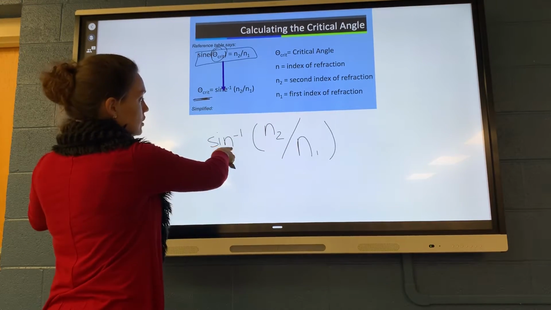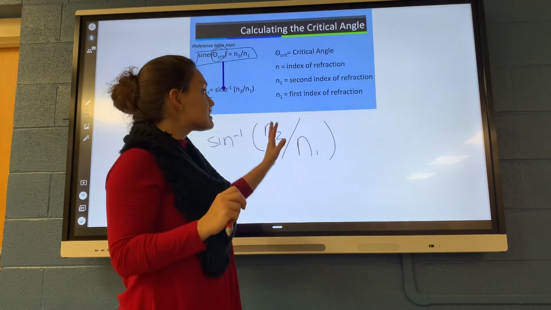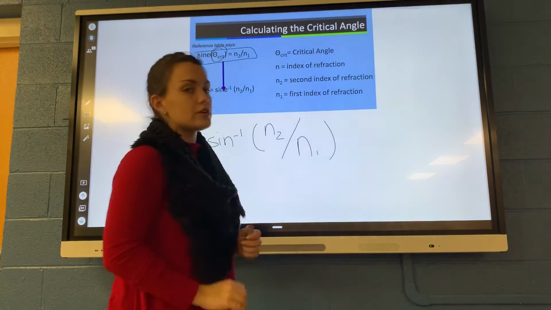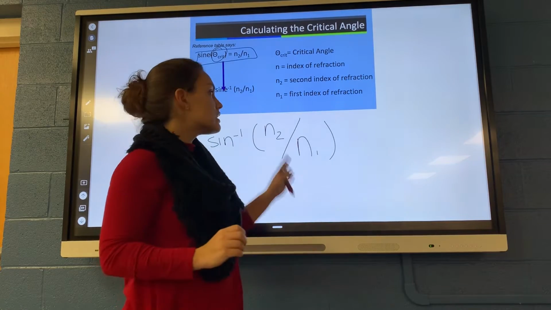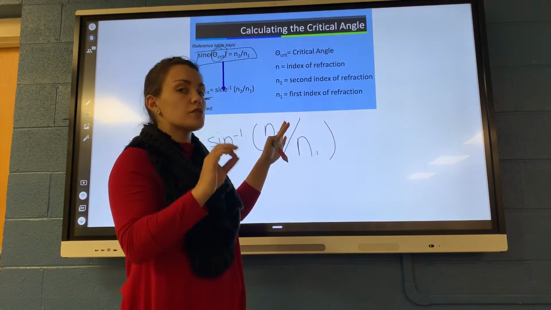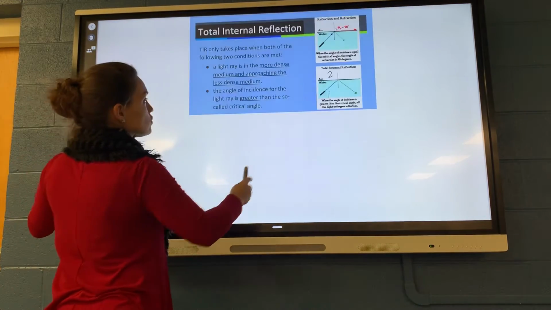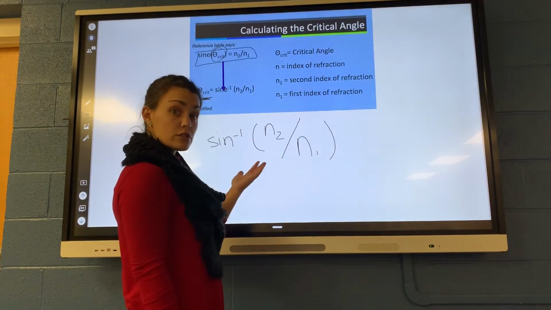So for instance here, you would look on your reference table. On the front page of your reference table, it says index of refraction, and it lists a ton of different index of refraction values. That's what you need to use to find the N value. The N value comes from the front of your reference table. So you would put the value of air over the value of water for that first example.